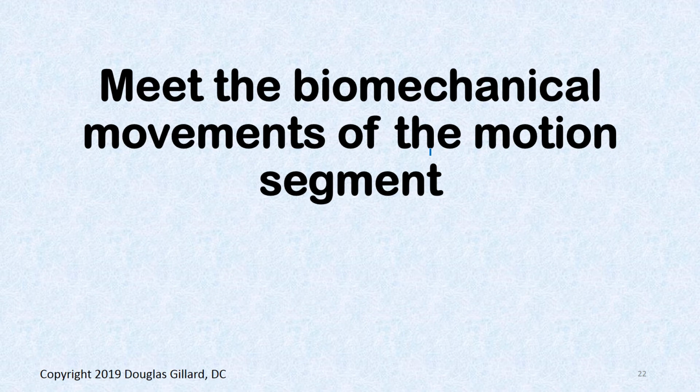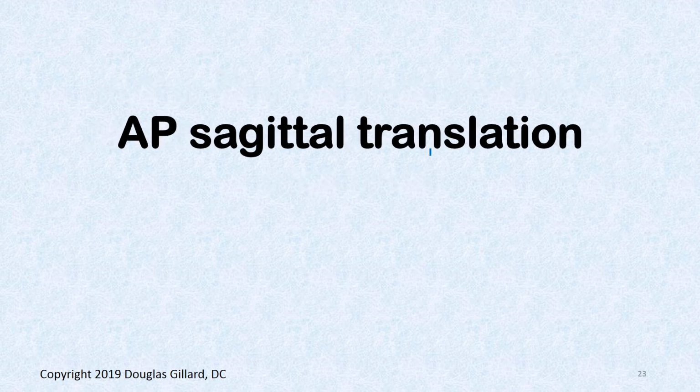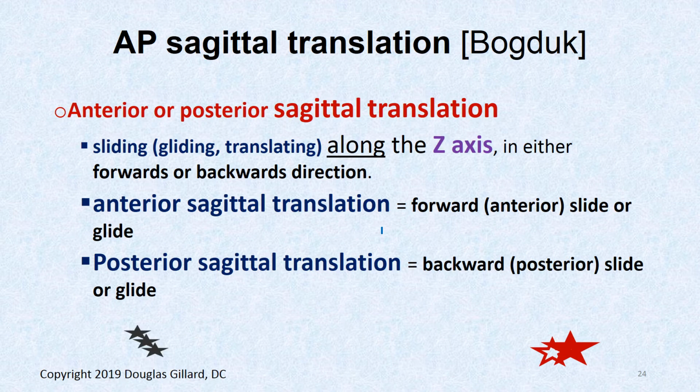All right, so let's meet the biomechanical movements of the motion segment. Let's start out with sagittal translation. There's an anterior and a posterior sagittal translation, right? The thing about sagittal translation is, to view it, you have to view it from the side, from a lateral view, or you want to look at the sagittal plane. It's important to keep in mind what view you need to take to see this stuff happen.